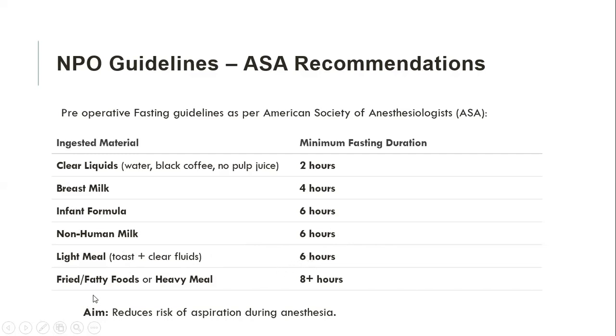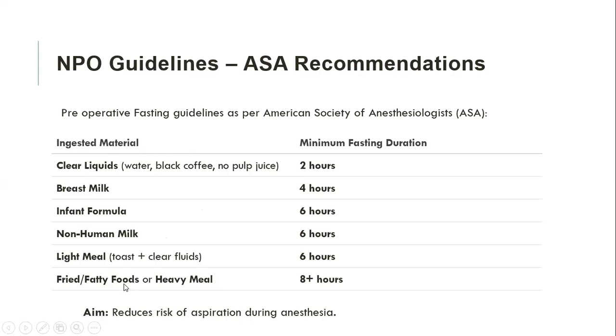Now, fried and fatty foods are heavy meals. The patient should not take these heavy meals up to 8 hours before the surgery starts. So overall, for the NPO guidelines, we recommend that the patient should not take anything for about 8 hours before the surgery. So, what is the importance of these NPO guidelines? Basically, it reduces the risk of aspiration during anesthesia. Let's suppose a patient has taken any kind of liquid or any kind of fried or fatty food, and then you induce anesthesia.